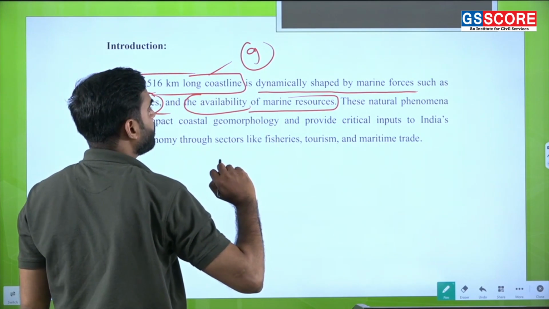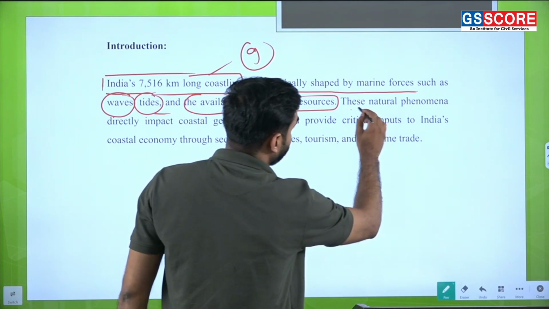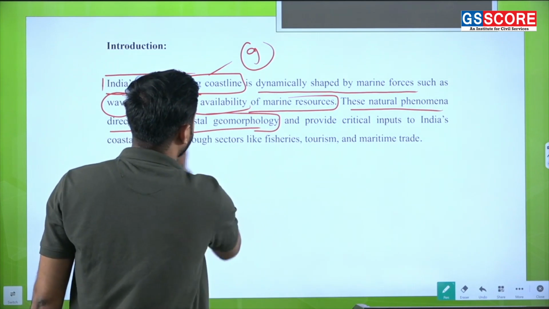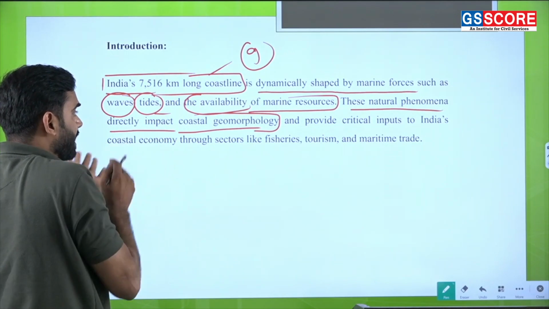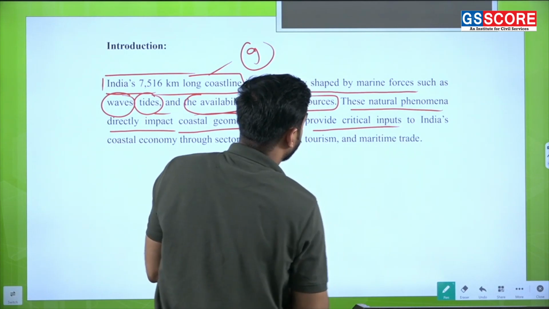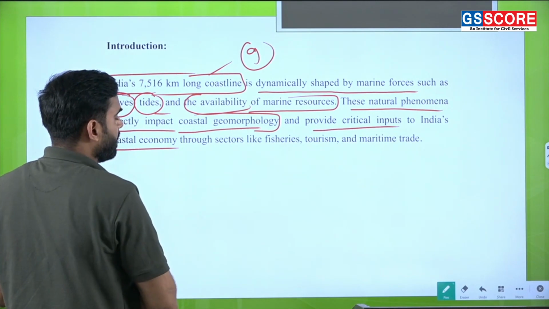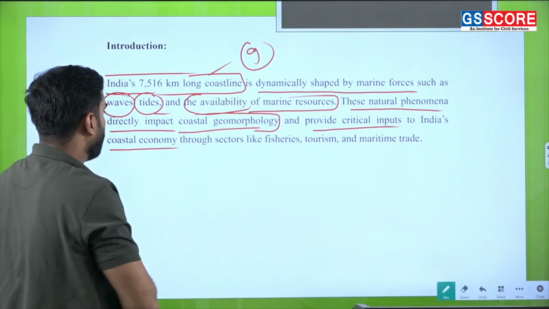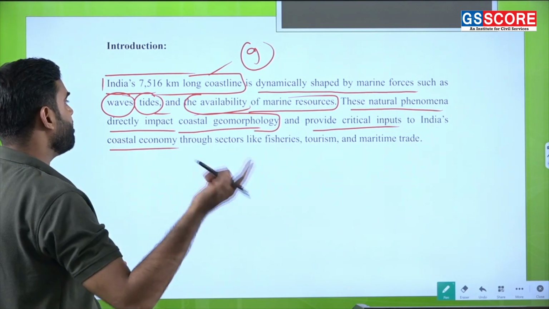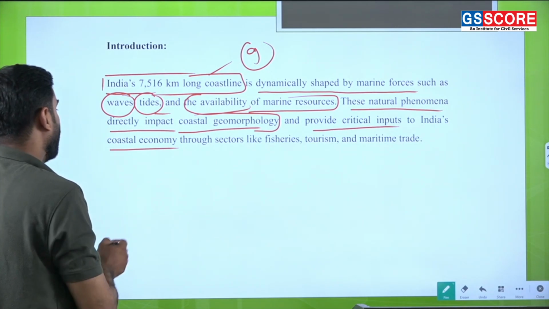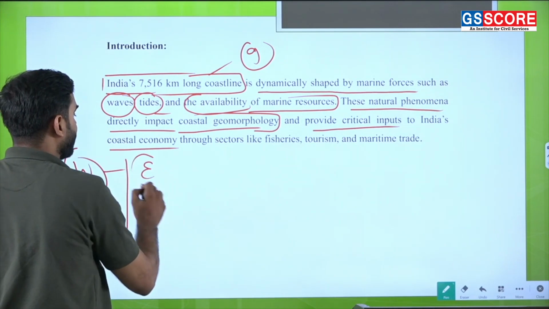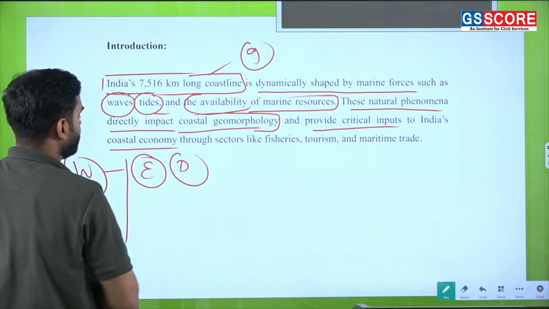Another important thing you have to mention in the introduction is that these natural phenomena directly impact coastal geomorphology. They directly impact coastal geomorphology and provide critical inputs to India's coastal economy. These are the important sectors of the coastal economy, and you have to remember that natural phenomena directly impact coastal geomorphology. As we know, when we talk about the waves, you have to understand erosional activities and depositional activities.